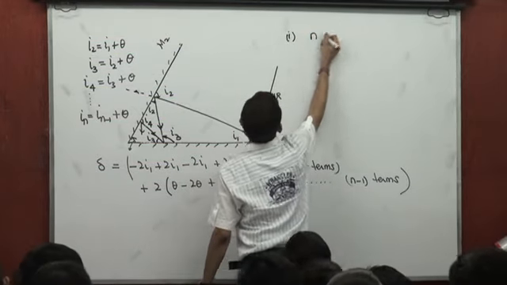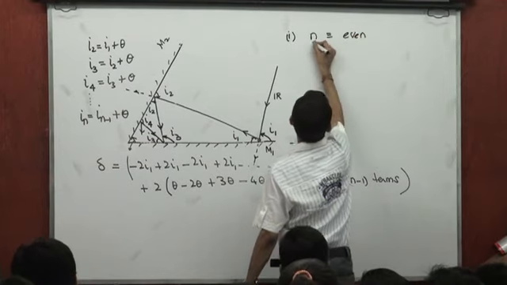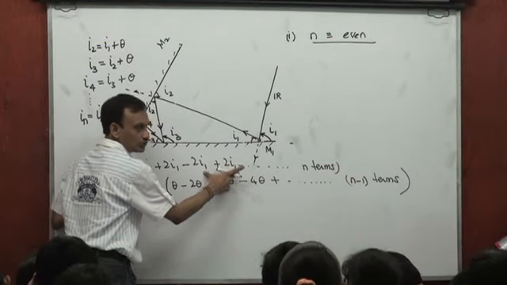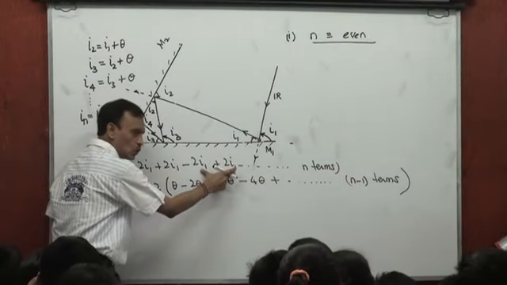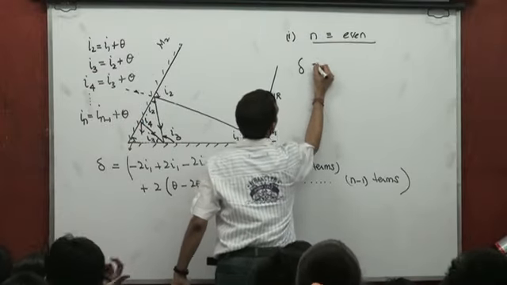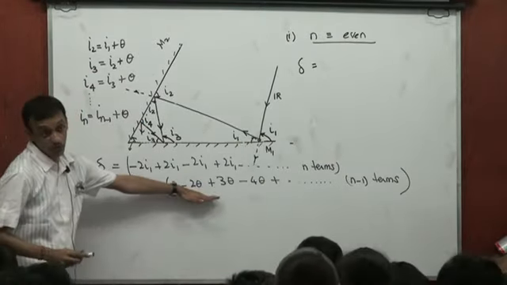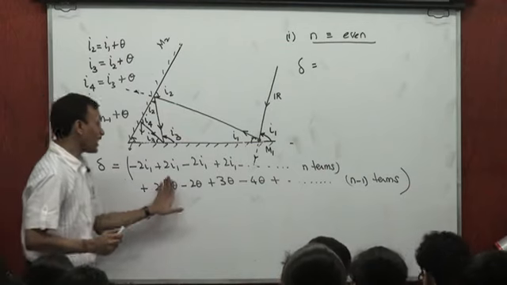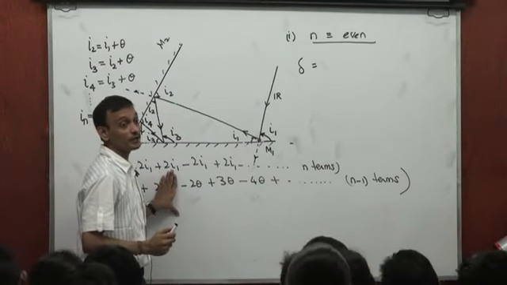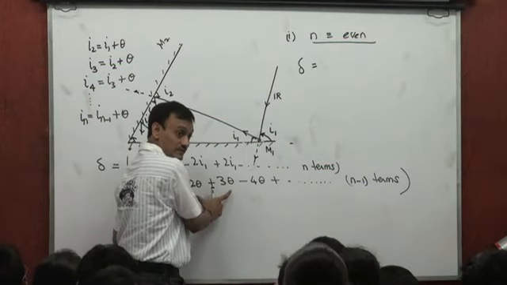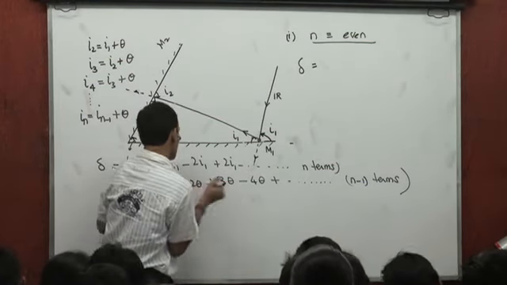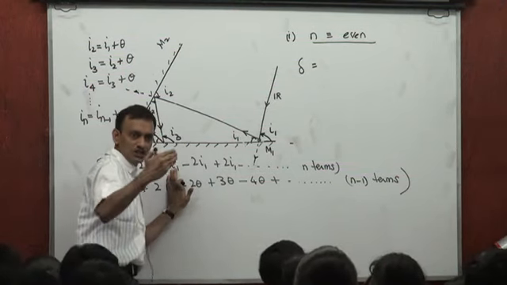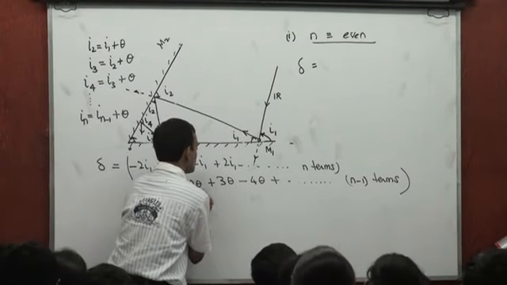Case 1, when n is even. When n is even, the number of pairs is n by 2, and each pair adds up to 0. However, when n is even, n minus 1 is odd. N minus 1 is odd, yes or no? Now, if I isolate the first term, then how many terms do we have? N minus 2 terms. And that's even, right? Forget the first term. If you forget the first term, the number of terms is n minus 2, which is even, right? So then those terms completely get paired.